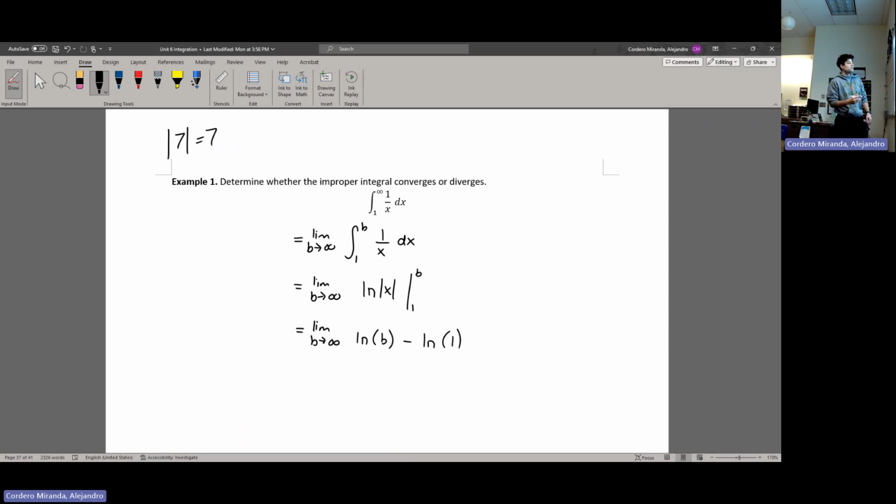Okay, and then good news is that natural log of 1 is just 0, so it's just natural log of b minus 0.